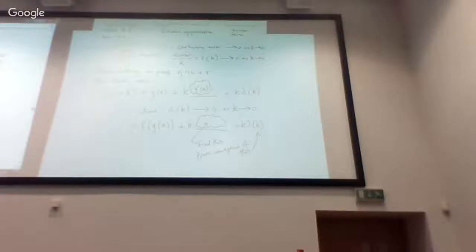K times g prime of a is multiplying the derivative of f evaluated at g of a. So we simply write that part. The other part of this L, which multiplies the derivative of f, is the k times epsilon k. That's an error type term. It involves the error function epsilon. So I don't write that down here. Instead, I bundle that up into this big function lambda.